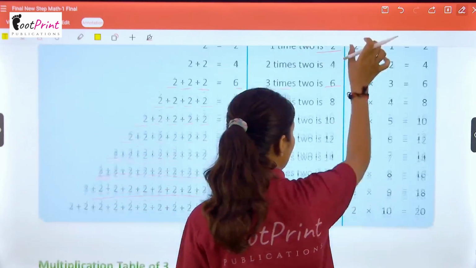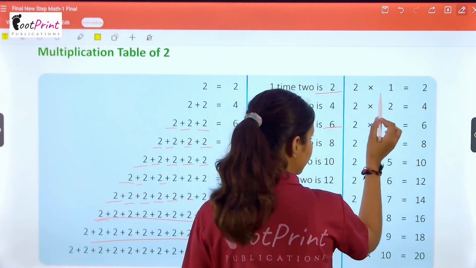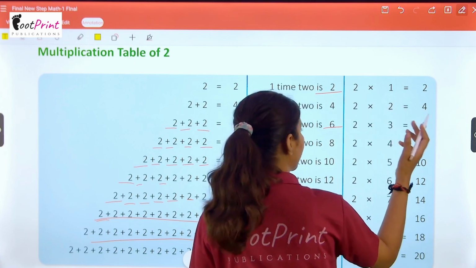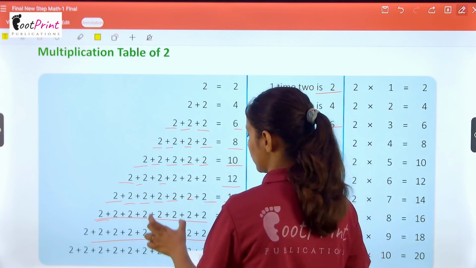So, we can also write it like this. 2 multiply 1 equals 2. 2 multiply 2 equals 4, and so on.